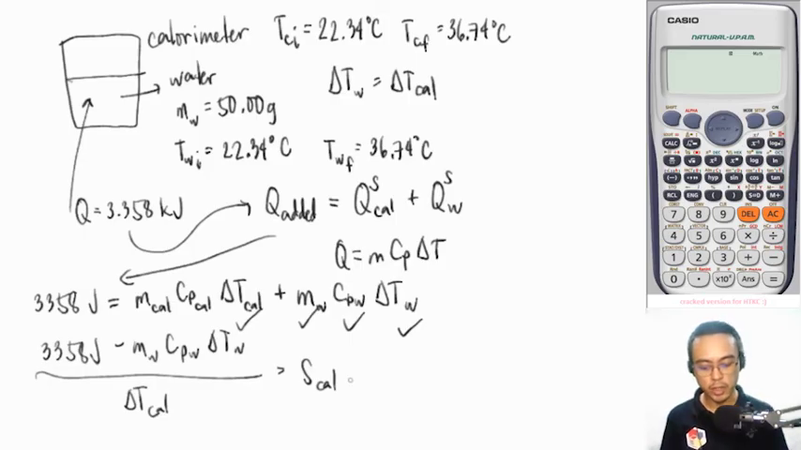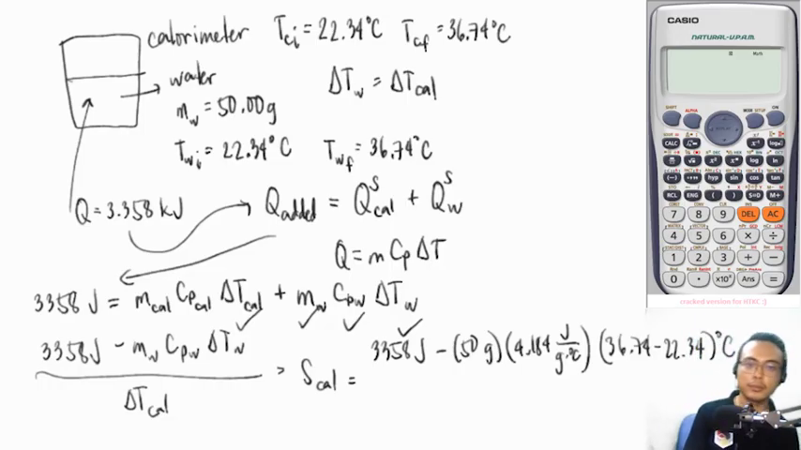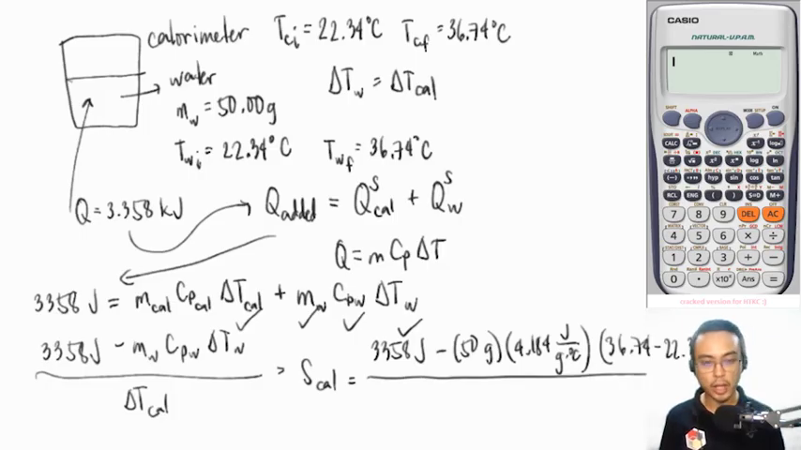Let's substitute the given. So that is 3358 joules minus the mass of water is 50 grams. The Cp of water was given earlier, that is 4.184 joules per gram per degree Celsius. And the delta T of water is final temperature minus initial temperature. That is 36.74 minus 22.34 degrees Celsius. And that is all over delta T of the calorimeter. Now, the change in temperature of the calorimeter is the same as the change in temperature of water. So that should also be equal to 36.74 minus 22.34 degrees Celsius.